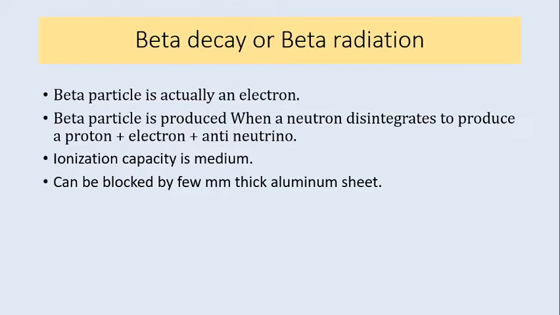This beta radiation has ionization capacity at a medium level. We said that the ionization capacity of alpha radiation is highest, and the ionization capacity of beta radiation is somewhat less than it. Beta radiation also has a medium penetration capacity, so it can be blocked by a few millimeters thick aluminum sheet. So it has much more penetration capacity compared to alpha radiation.